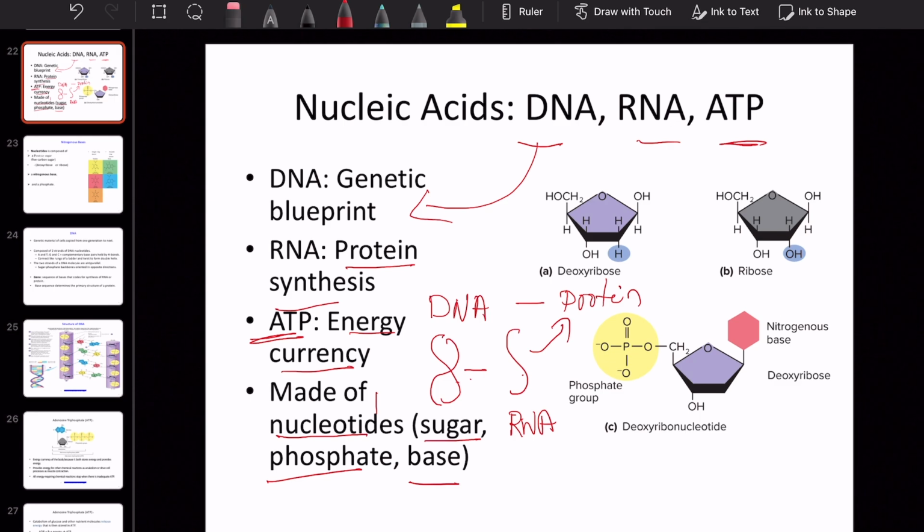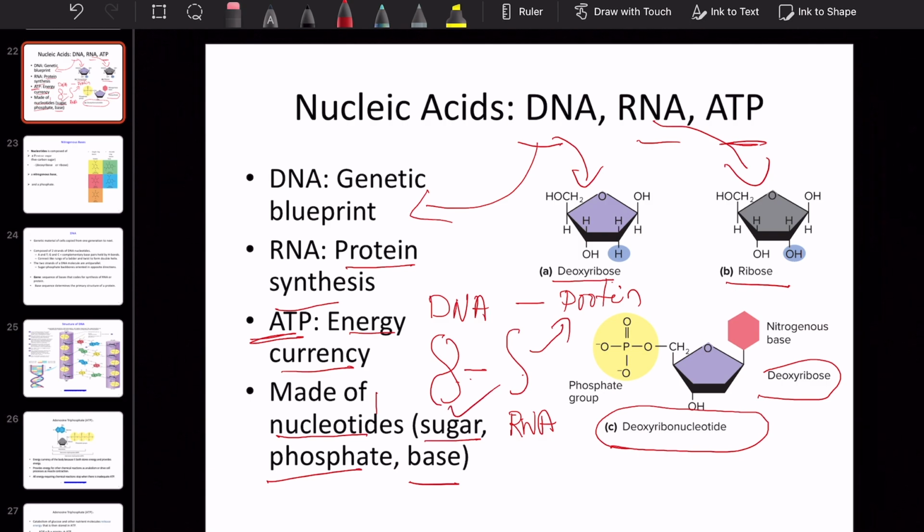See this, deoxyribose and ribose, they are sugars. Deoxyribose sugar you see in DNA, and in RNA you see ribose sugar. So this is the deoxyribonucleotide. A nucleotide has a deoxyribose sugar, a nitrogenous base, and a phosphate group.